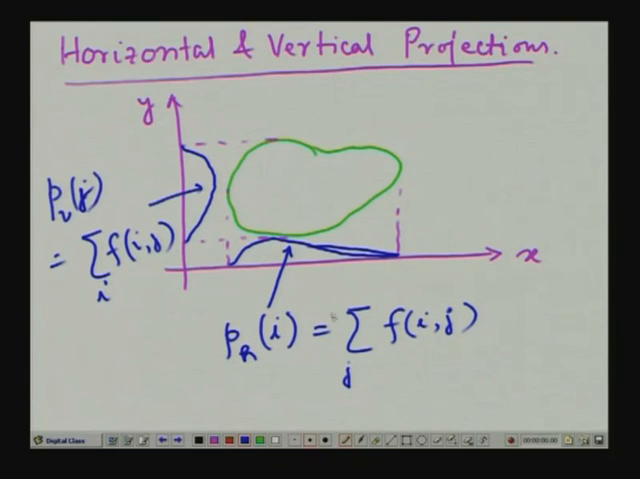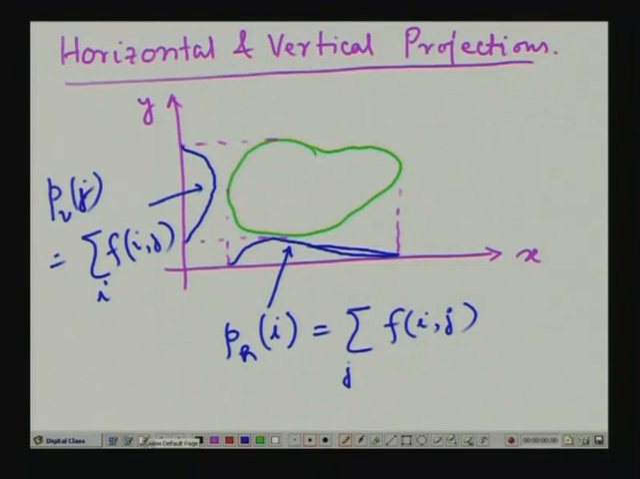So, you find that depending upon the shape of this particular region, these two projections, the vertical projection and the horizontal projection, are going to be different. And normally these are used as descriptors in the case of binary images. This is not normally used in the case of gray level images. The other kind of region based descriptor that can be used is called eccentricity.